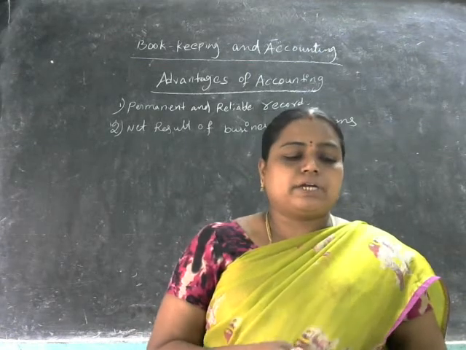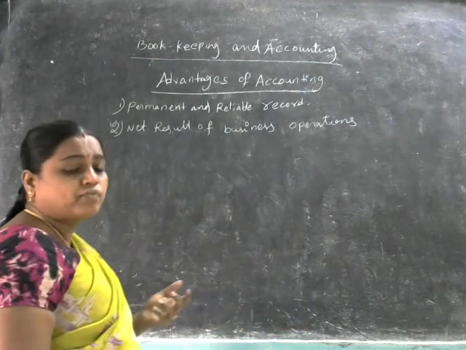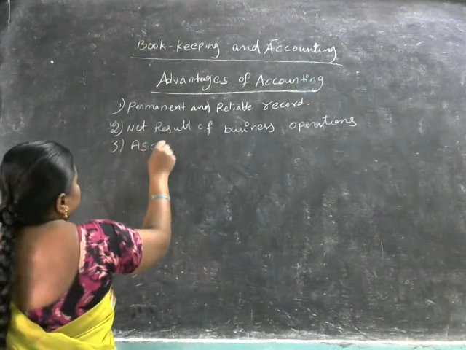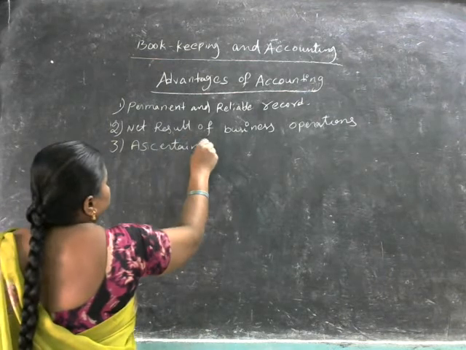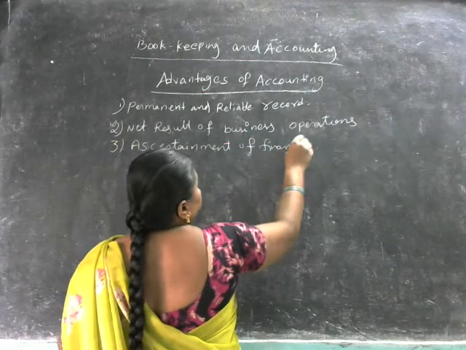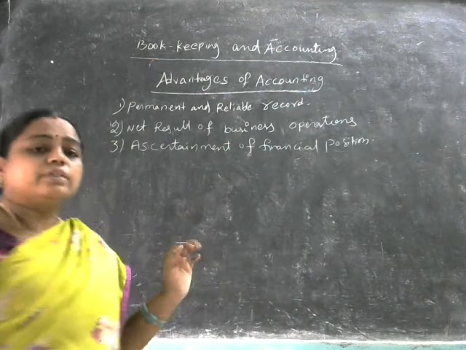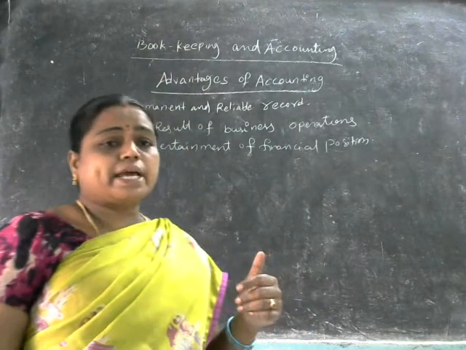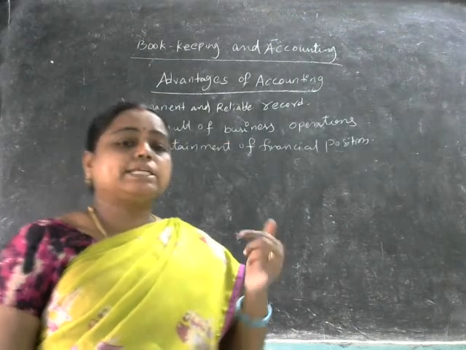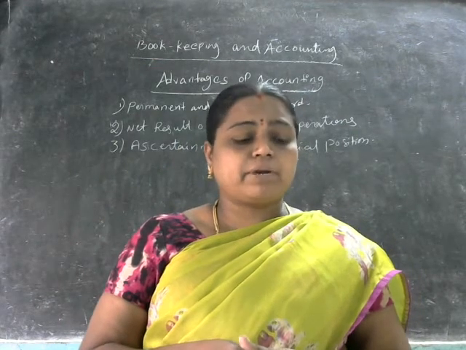So then the third advantage is ascertainment of financial position. So the third advantage of accounting is what here, ascertainment of a financial position. So what is this advantage here, ascertainment of financial position?